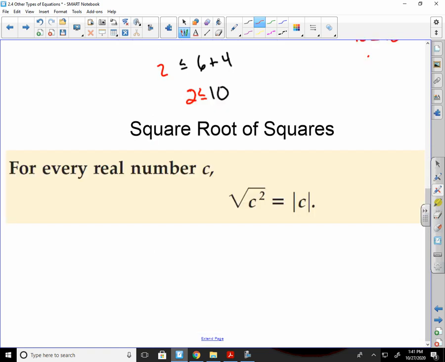We also have square roots of squares. For every real number c, if I square it and then take the square root, that is equal to the absolute value of c. In other words, let's say I have c equals 4. If I take 4 and square it, that gives me 16. Take the square root of 16, that equals 4, which is the absolute value of 4.